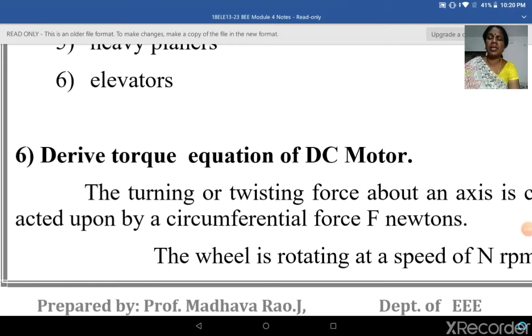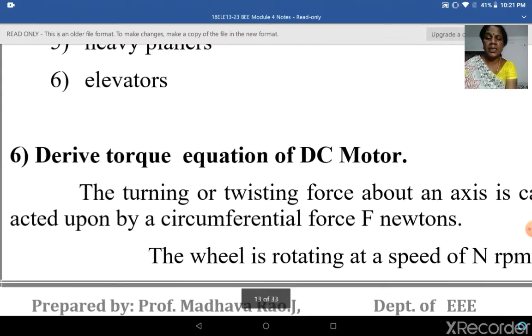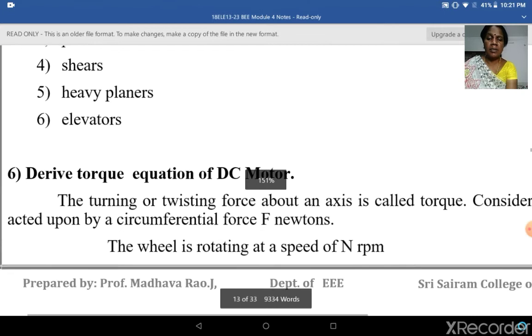Good morning students, welcome to the lecture video on deriving an expression for the torque of a DC motor. For the DC generator, the output is the EMF induced, and we have already seen an expression for the induced EMF. Here, the output of the DC motor is the rotating or twisting force, the mechanical energy. So we are going to see the expression for the torque of a DC motor.